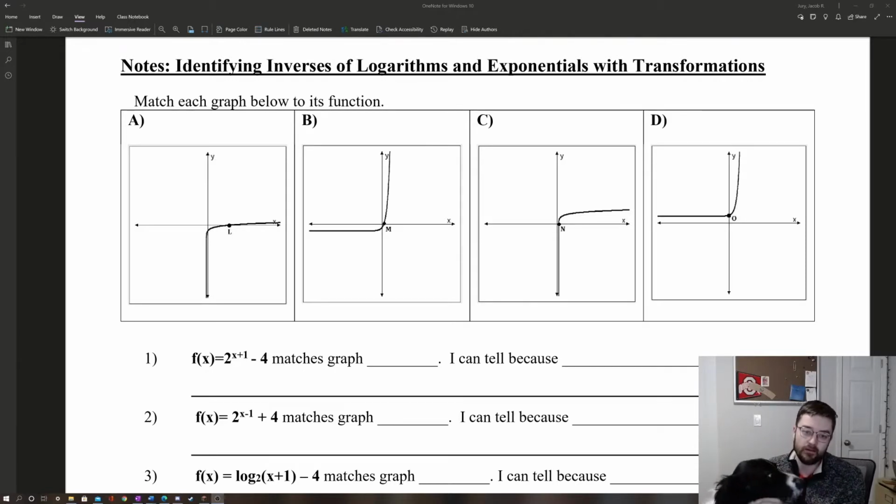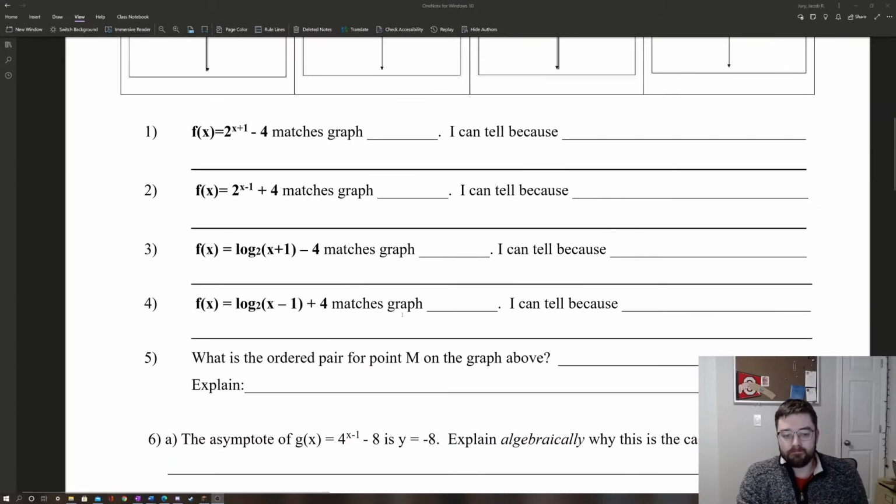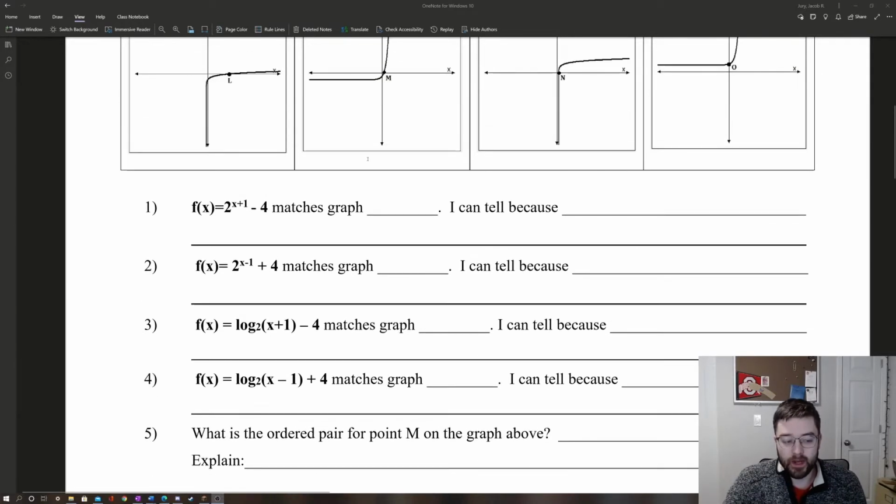I can tell that it's this graph because blah. You notice these transformations, you know these features, and you can move on and do 1 through 5 there, and we'll come back.